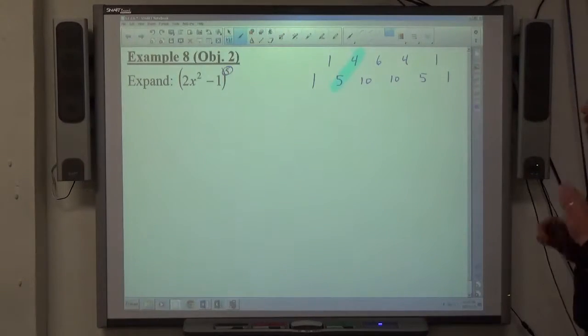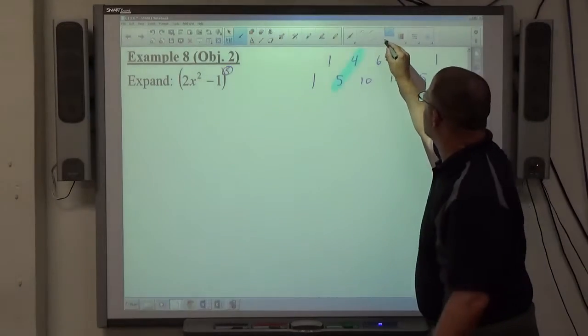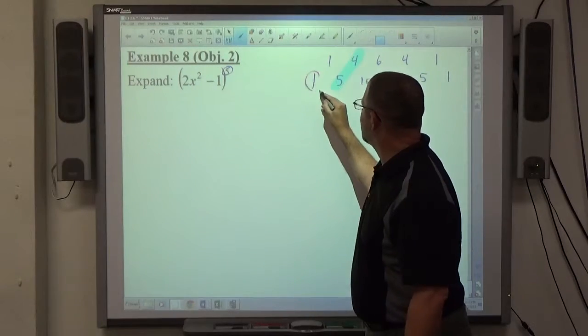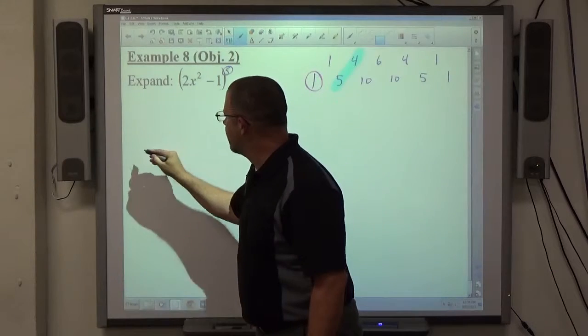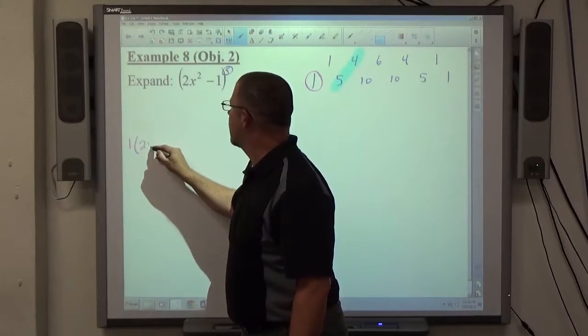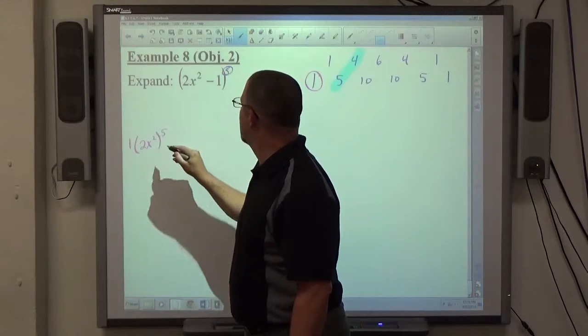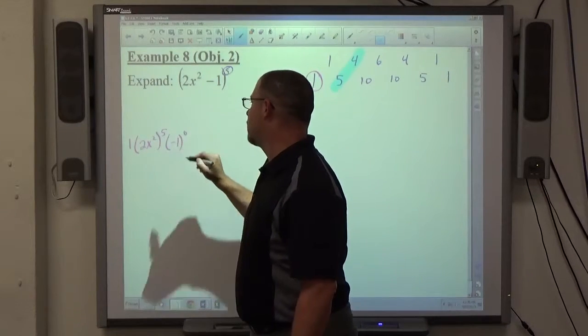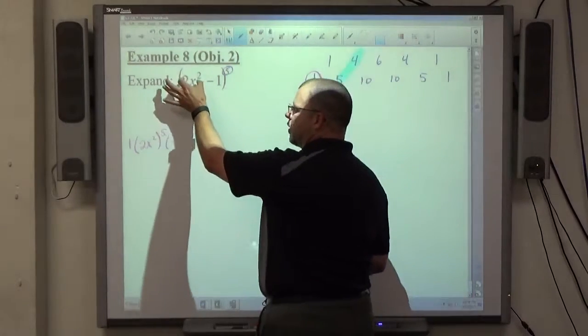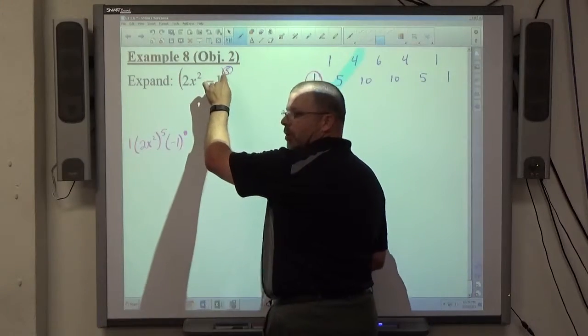So 2x squared minus 1 to the 5th power. If I'm constructing Pascal's triangle, the expansion of this, the first number is 1. The first number is always 1. Now, if you take a look at the pieces of this expression, I've got a 2x squared, which I'm going to raise to the 5th power, and I've got a negative 1 that I'm going to raise to the 0 power. Again, you always start off the first term. The first object in the parentheses goes to the power that you're dealing with.